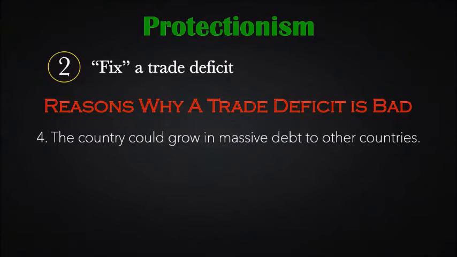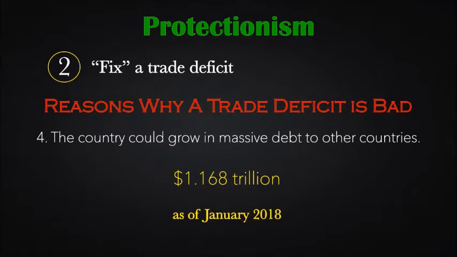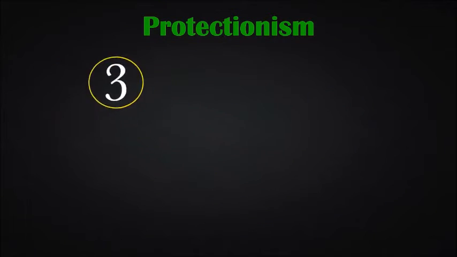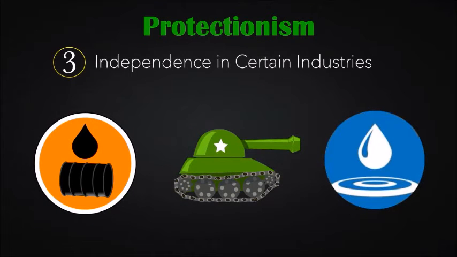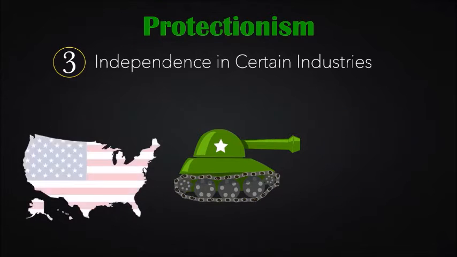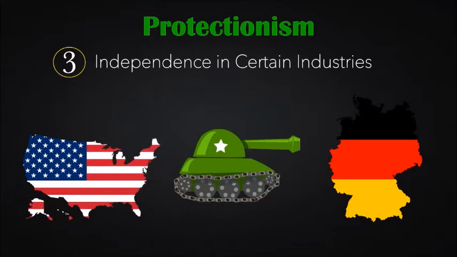The fourth potential problem, and perhaps the most obvious, is that the country can grow in massive debt to other countries. Another reason why protectionism is pursued is due to the belief that it is not wise to be dependent on other countries with regards to certain industries. For example, some may believe it is unwise for the US to be dependent on Germany for military equipment like tanks and airplanes.